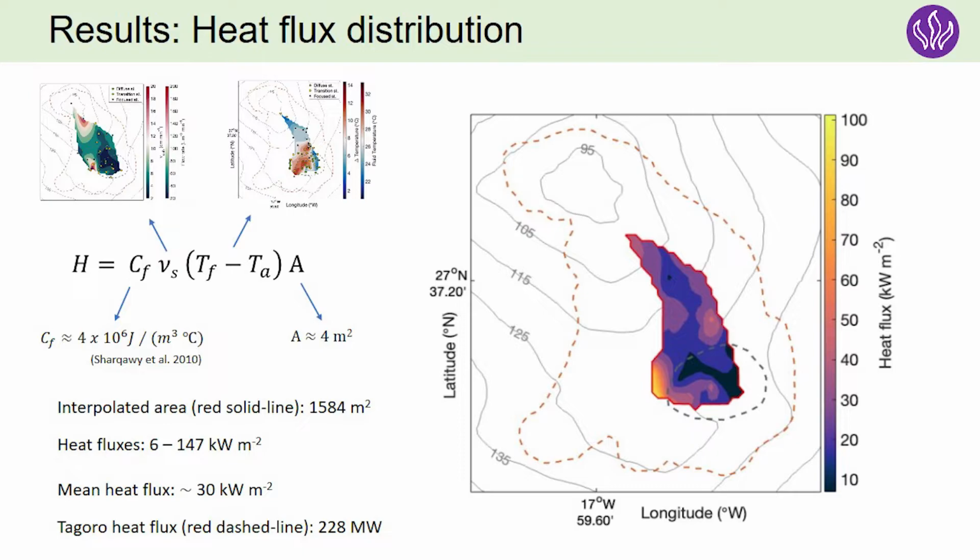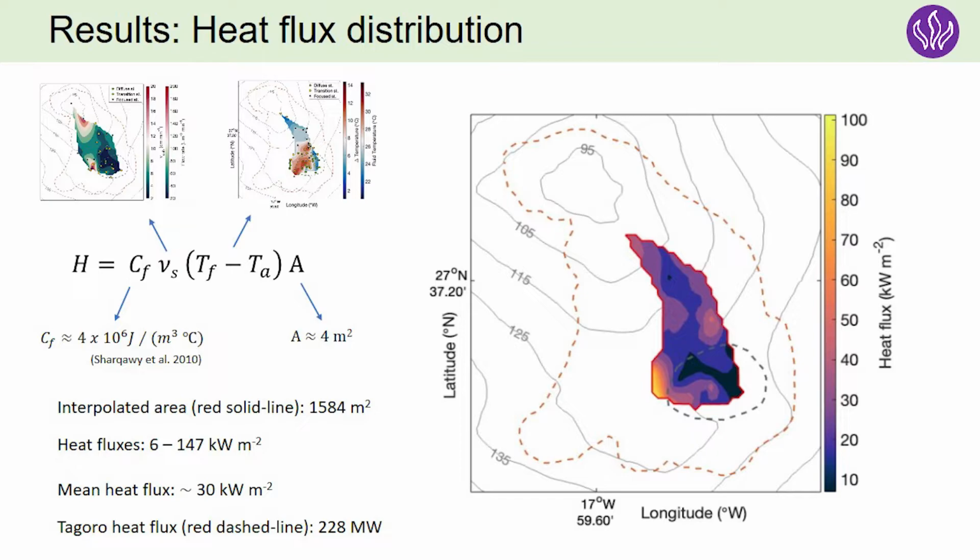Okay, so with the temperature and the velocity of the fluid, we could estimate the heat fluxes. And this is the equation where we have the volumetric heat capacity that we just use this number from the reference. And here we have the velocity and the anomaly of the temperature and the area. And that is the parcels, or the beams, of this interpolated map.